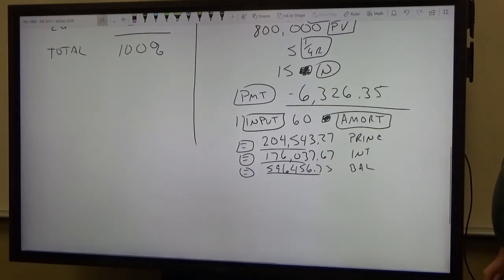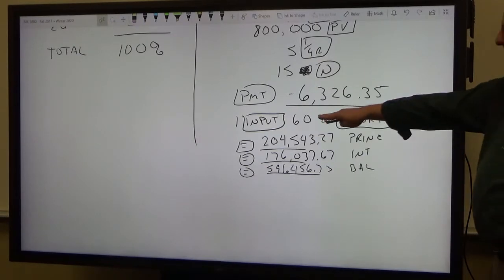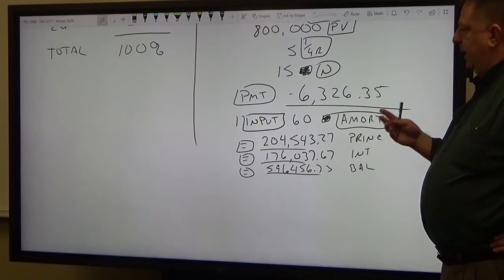Okay, where's the amortize key in this thing? Far right, top. Find it? Yep, right under the fifth key over on the top row.